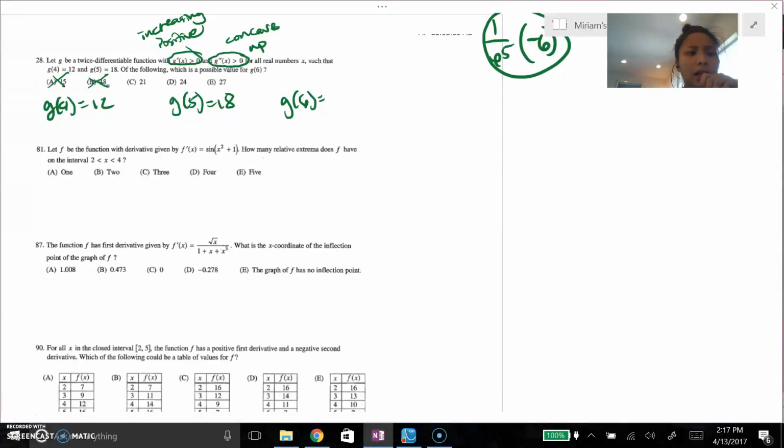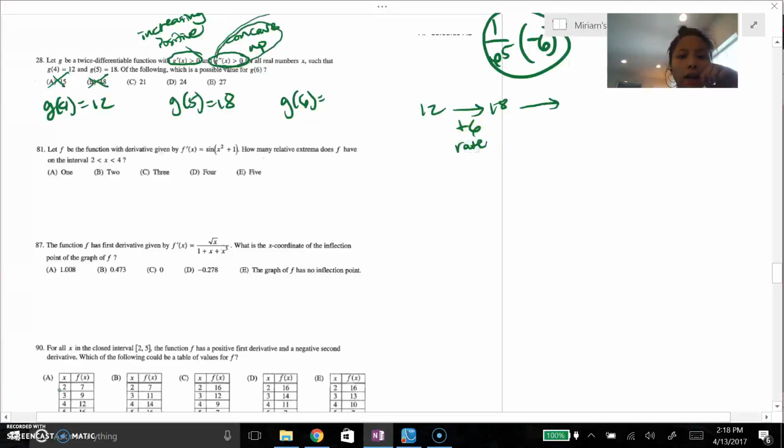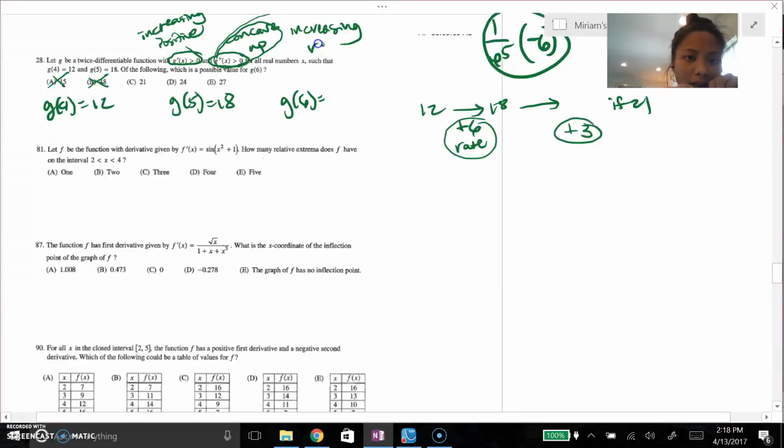Okay, next thing. To get from 12 to 18, we added 6. So this is the rate. All right, so let's try. If the next number is 21, then from 18 to 21, we only added 3. That's less than 6. We don't like that because the second derivative is positive, meaning concave up, meaning we're increasing the rate as well. Okay, so 21 can't be.